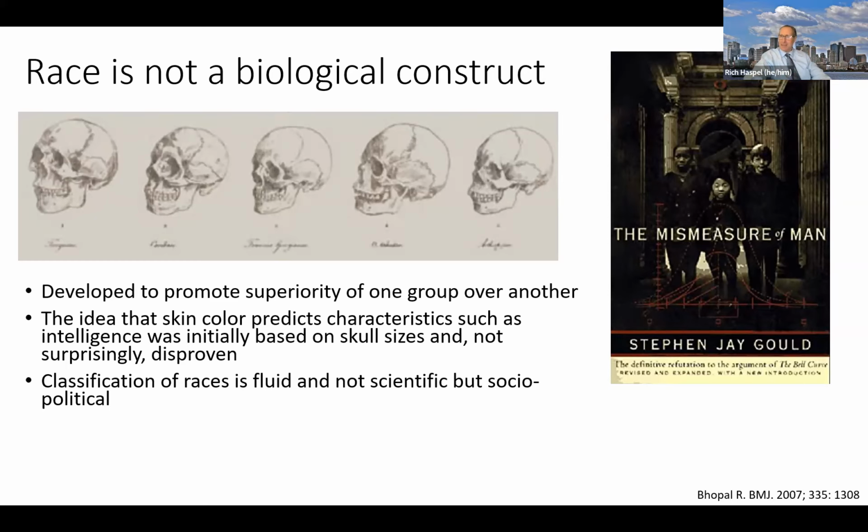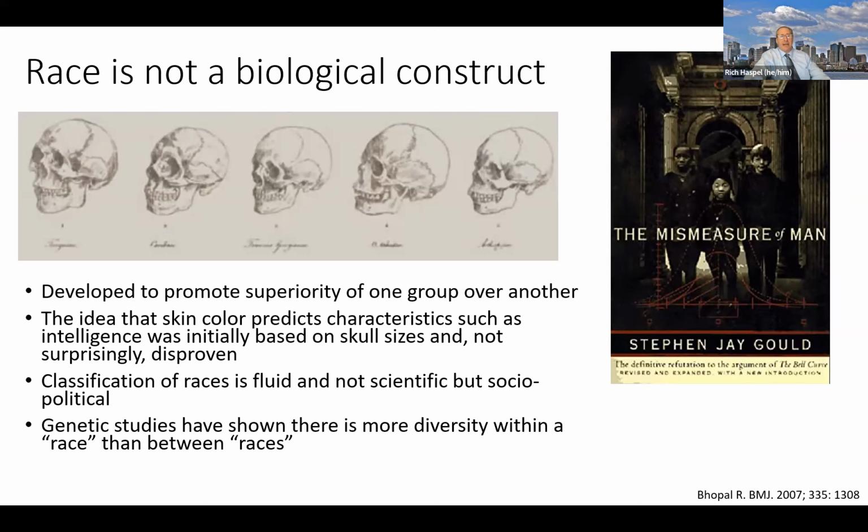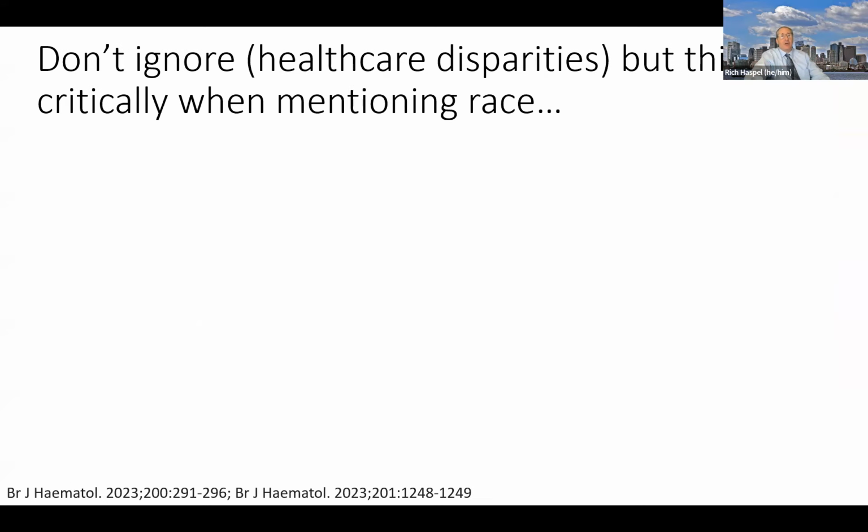So race is not genetic, it's not biological, it's sociopolitical. And actually, genetic studies have shown there's more diversity within so-called races than between races. Leads to bad medicine. Okay.